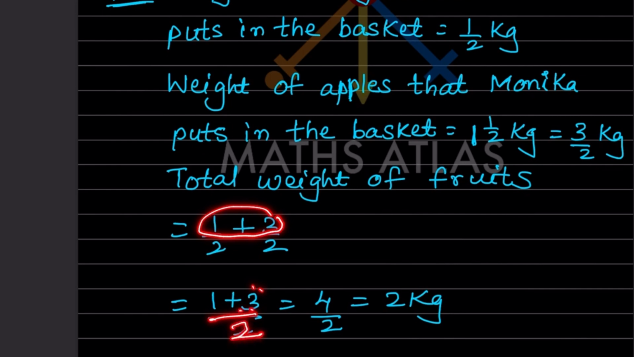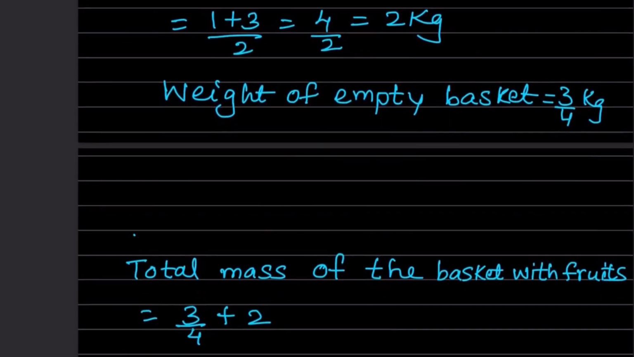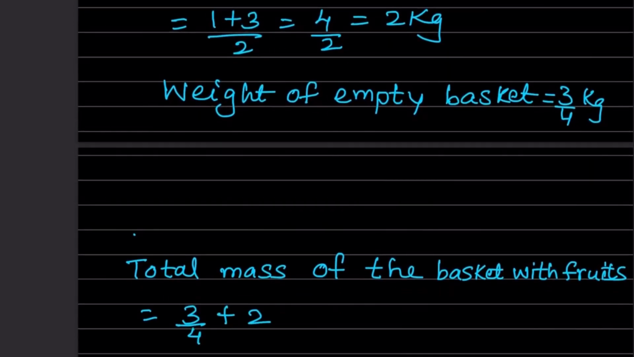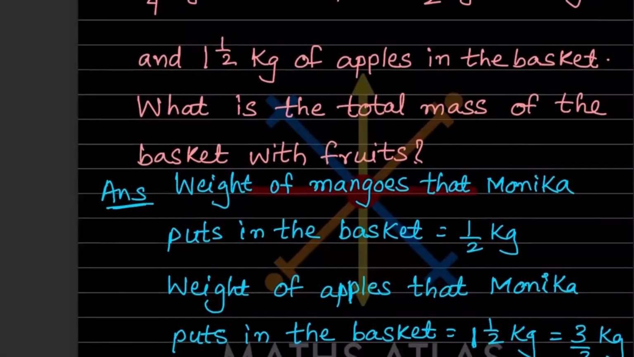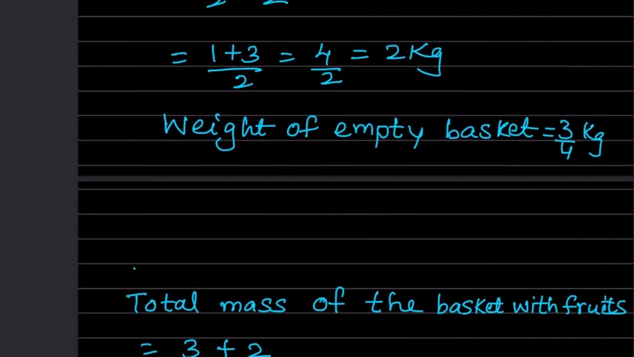So 1 plus 3 is 4. 4 divided by 2 is 2 kilogram. So what are we going to write here? Weight of empty basket is 3 by 4 kilogram and total mass of the basket with fruits. Now look at here, because here they want the total mass of the basket with fruits. So now we have the weight of the empty basket, that is 3 by 4 kilograms. So here we got the fruit as 2 kg.